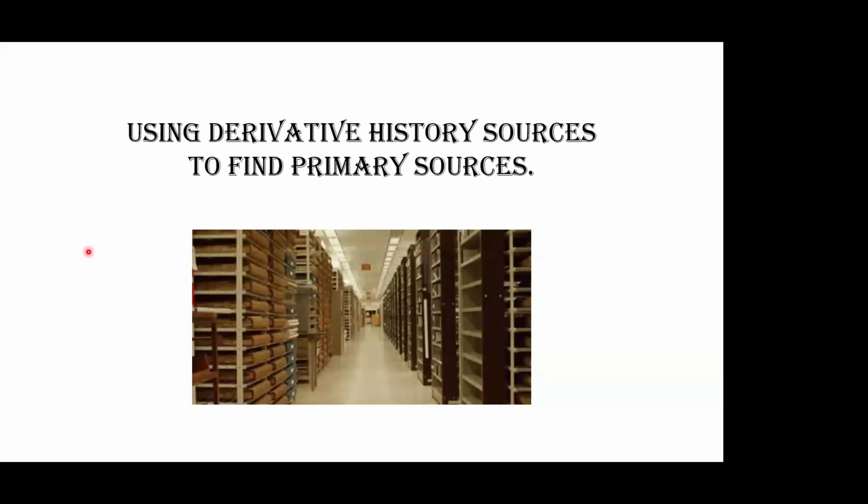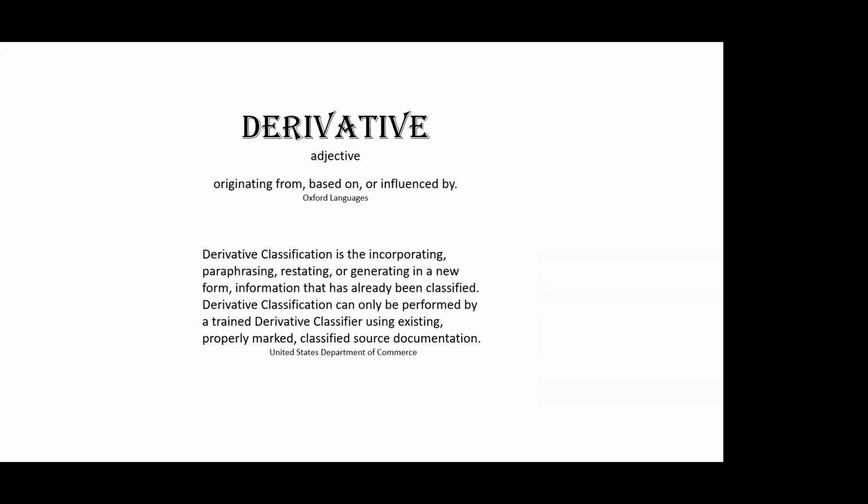Oftentimes, when we're doing our genealogy research, we get so wrapped up trying to find those primary sources, those birth records, those death records, the probate records, that we just overlook history books and other derivative history records. Now, what do I mean by a derivative history record? Well, derivative means basically originating from, based on, or influenced by.